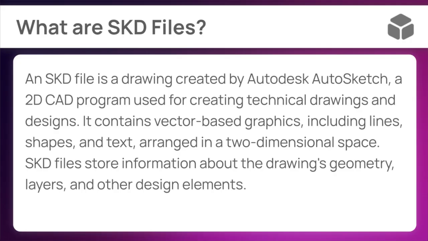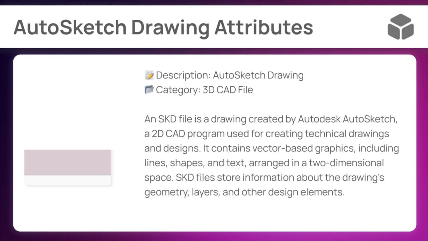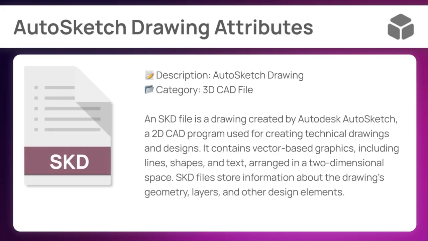An SKD file is a drawing created by Autodesk AutoSketch, a 2D CAD program used for creating technical drawings and designs. It contains vector-based graphics, including lines, shapes, and text, arranged in a two-dimensional space. SKD files store information about the drawing's geometry, layers, and other design elements.